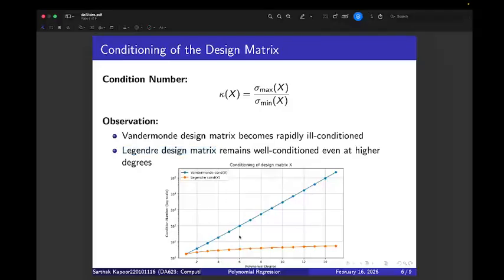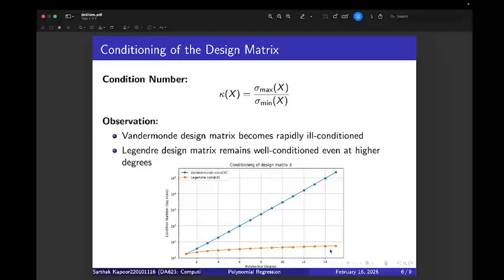So as you can see, with increasing polynomial degree, the condition number increases a lot, and for Vandermonde it actually explodes, whereas for Legendre it does not explode that much. The condition number tells us how much error it amplifies.